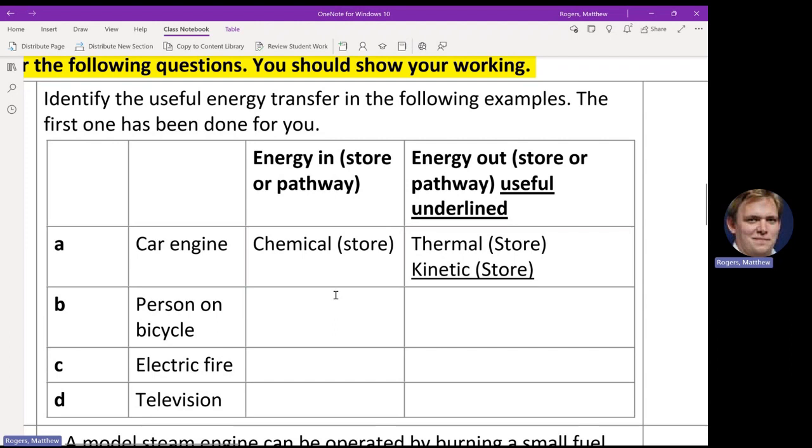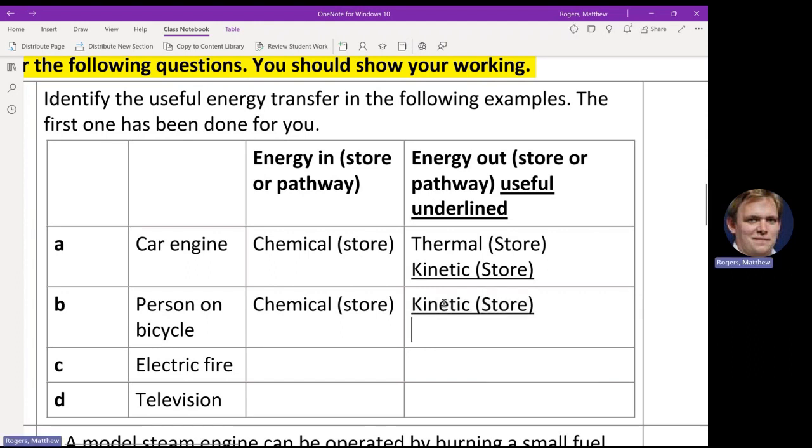So for a person on a bicycle, the energy input is chemical potential, which we know is an energy store. The person on the bicycle, the useful output is going to be the kinetic. We know it's a store. Let's underline that.